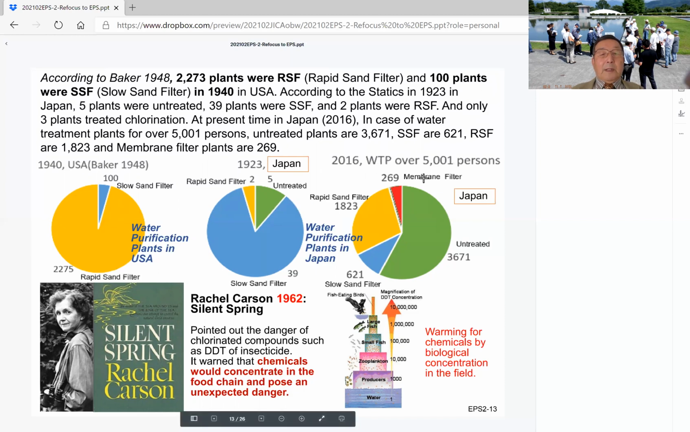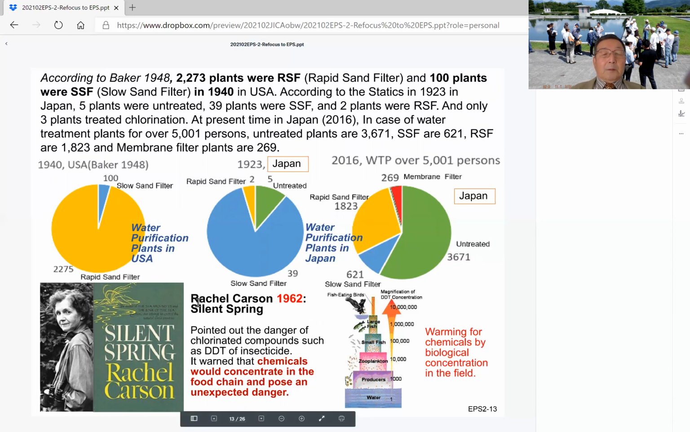But at present, in the mountain country, the untreated plants are so many, and slow sand filter, and rapid sand filter are mainly in the municipal area.